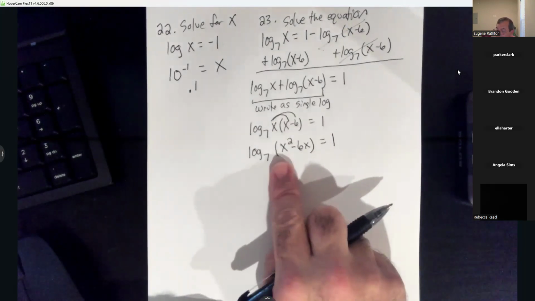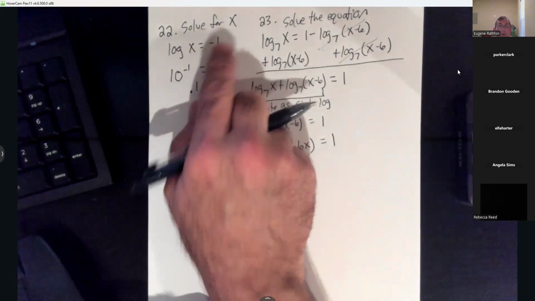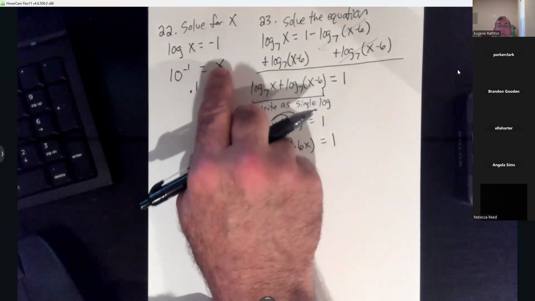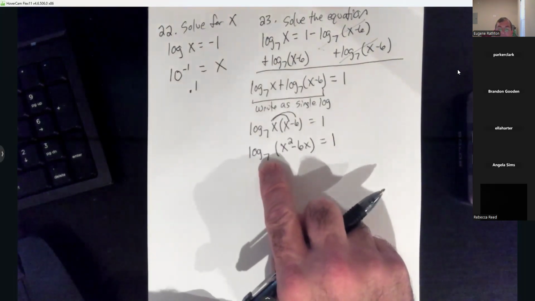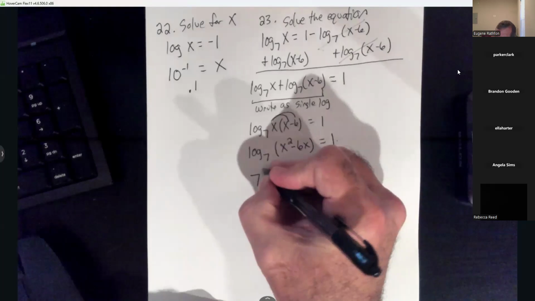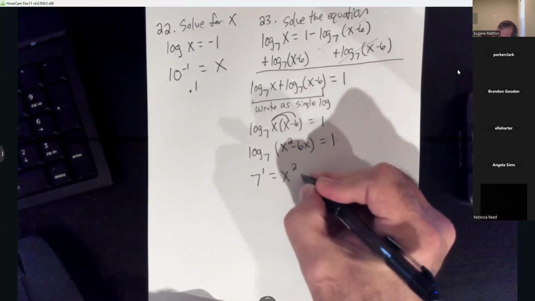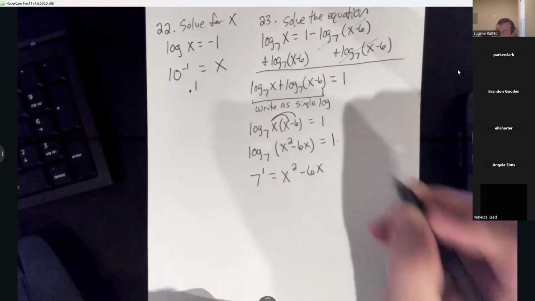Now remember, single log equal to a number, the same thing we had here. I'm going to rewrite it as exponential. This one does have a base of 7, the exponent is the 1, and 7 to the first has to equal x squared minus 6x.